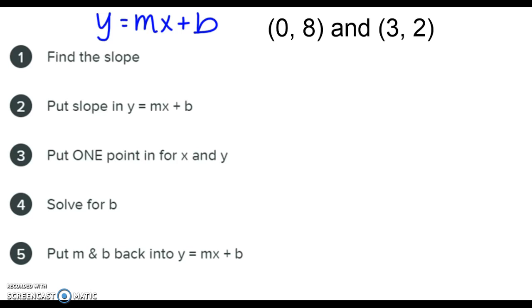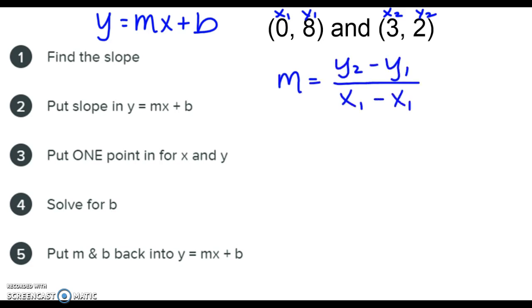Finding the slope. That means I need to label my points. Any time in math class, if you're given 2 coordinate points like this, you should automatically be thinking, I need to label them: my first coordinate point, my second coordinate point. So finding the slope, again, the slope formula, I'll write it down quickly here: y2 minus y1 divided by x2 minus x1.